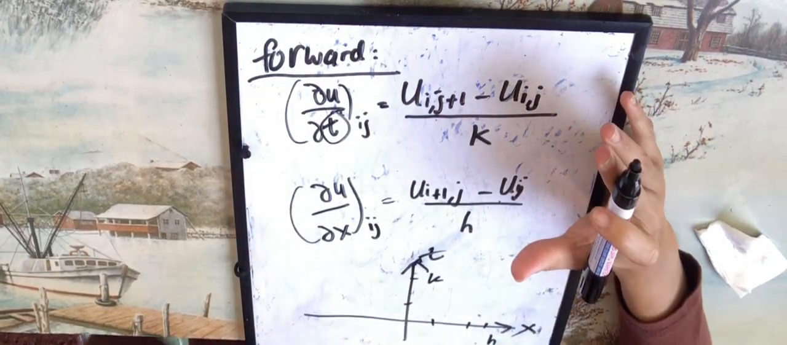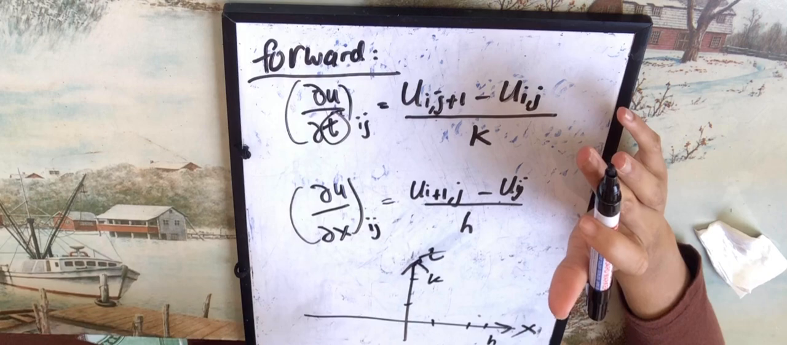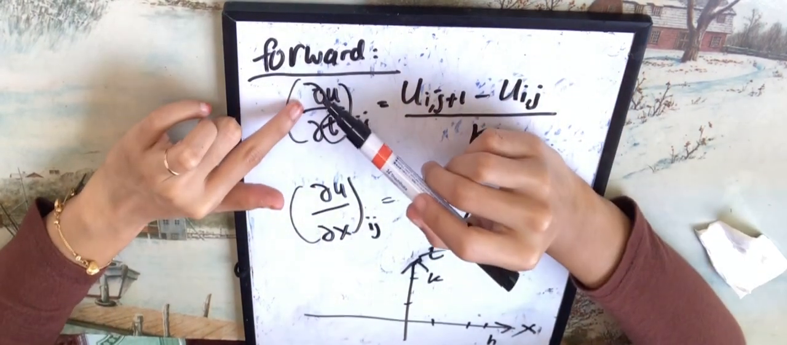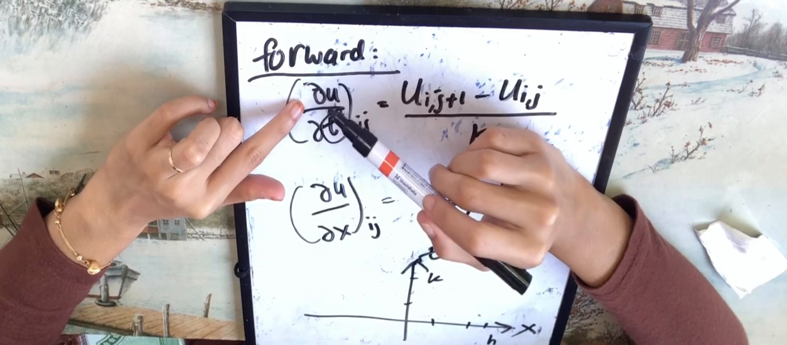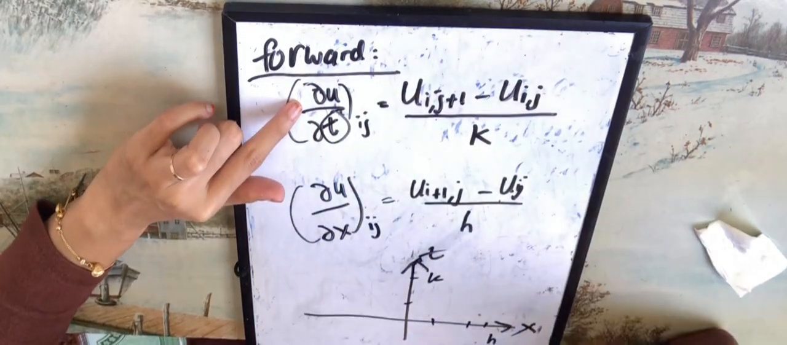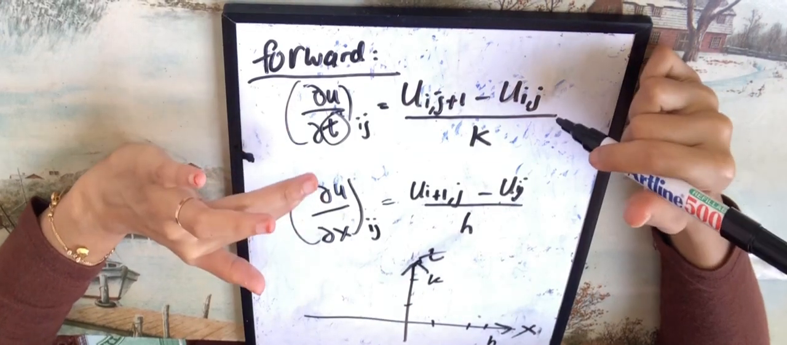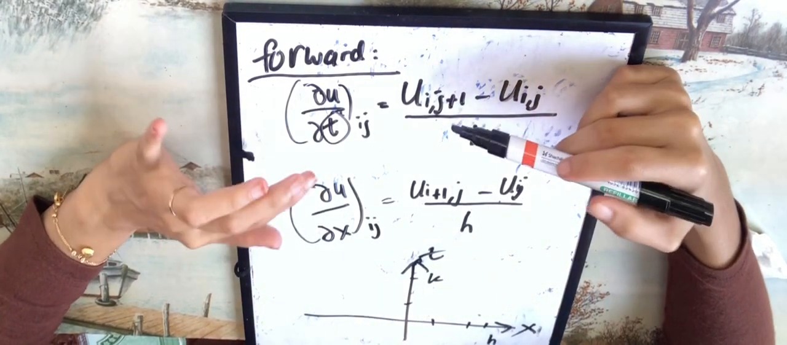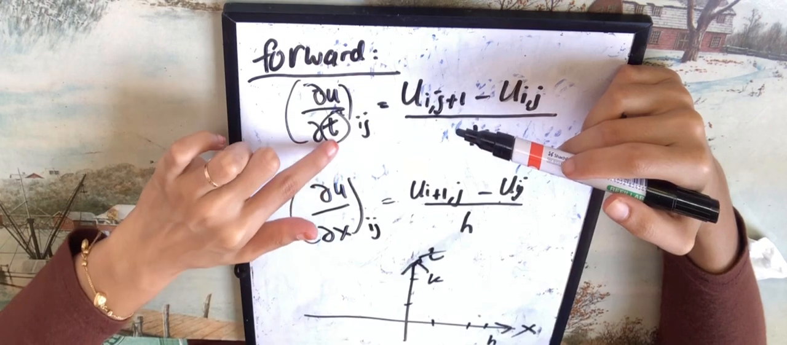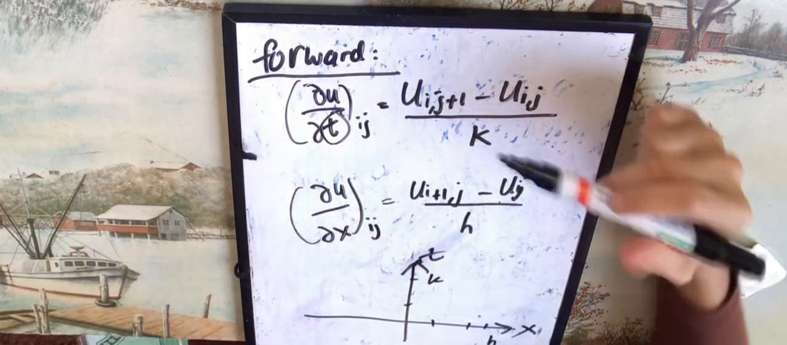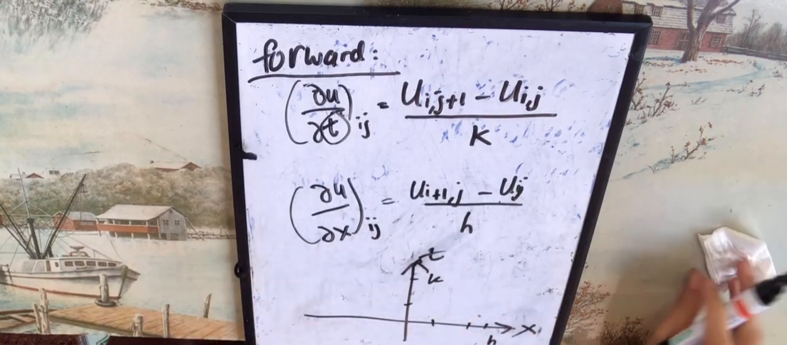We have three: forward, backward and centered. This is forward, first order. You can see it is first order because it is only du dt, not d square u dt square. The forward formula for the first order depends on this: if it is t, j has the changes, and if it is x, i has the changes.